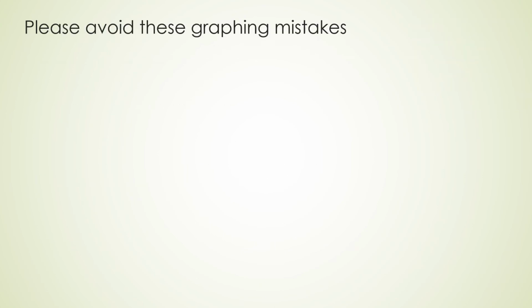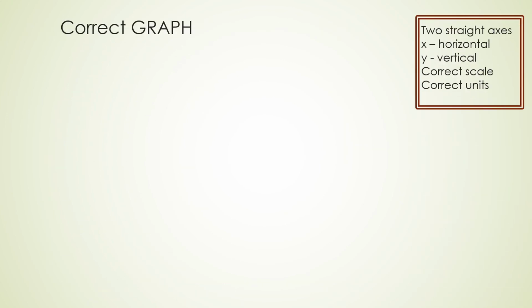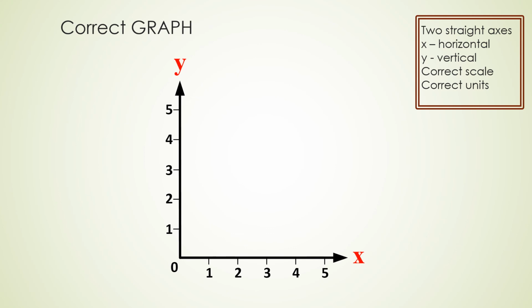Please avoid these graphing mistakes. So what makes a correct graph? Once again, 2 straight axes, horizontal, vertical, correct scale, and correct units. And this is what a correct graph looks like.